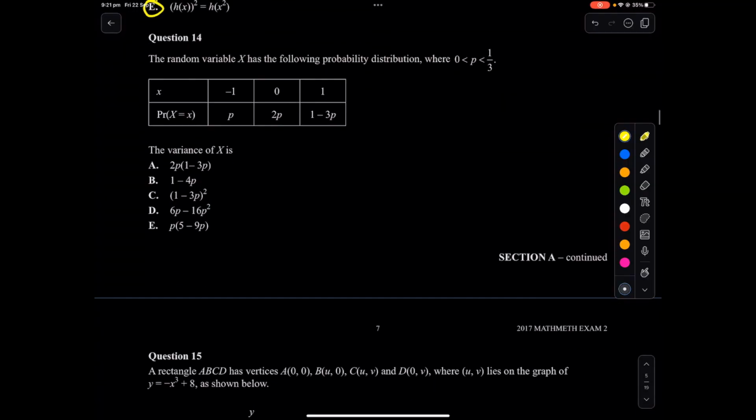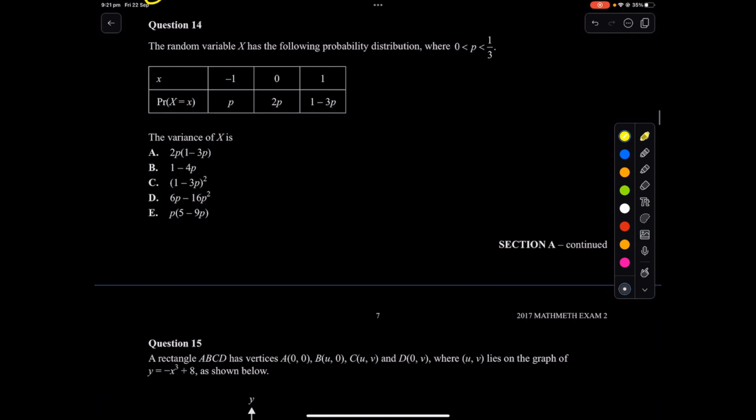Question 14. The random variable x has the following probability distribution from 0 to 1 on 3, where p is between that. The variance is what? Well, first we need to find the expected value, because we know that the variance of x is written as the expected value of x squared, minus the overall expected value, all squared. So we need to find the x squared of these. For example, we need to square all of these variables over here and multiply them and add them to each other. So what's negative 1 squared, which is just p, so we can say p.